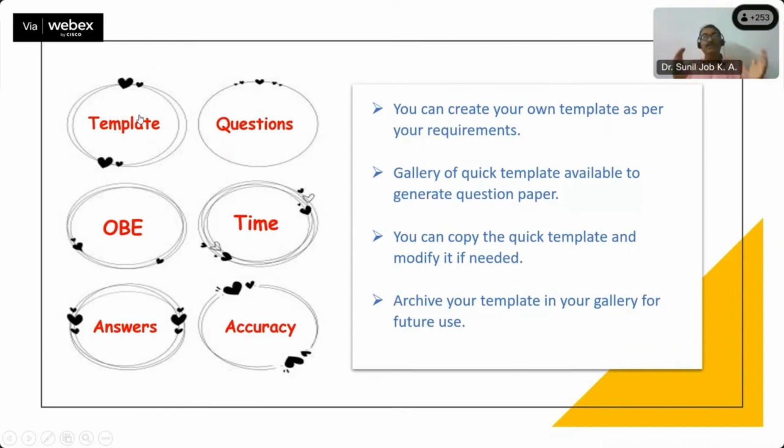So there is a gallery of quick templates. Suppose there is already a pre-designed template in this. You can directly take the template and go and create it. So there are predefined templates available.